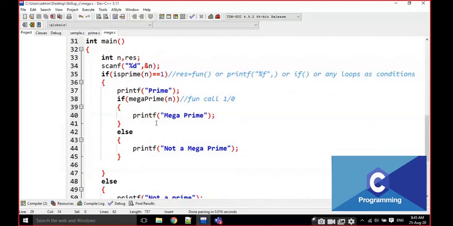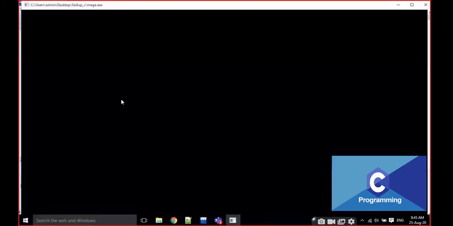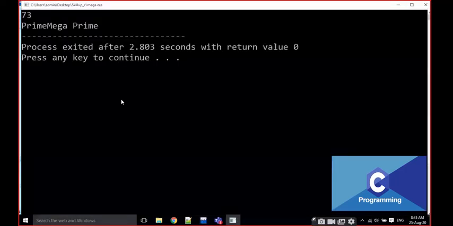Sorry. Here P is capital. Here P is small. For example, 73. Look at here, 73. It is a prime and a mega prime. Just look at there. It is a prime and mega prime.